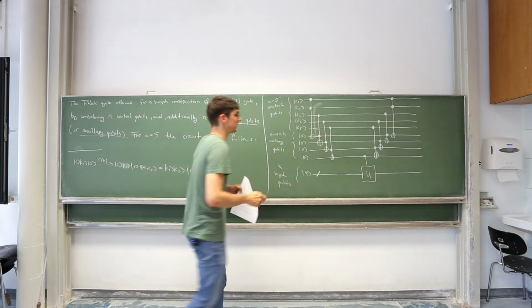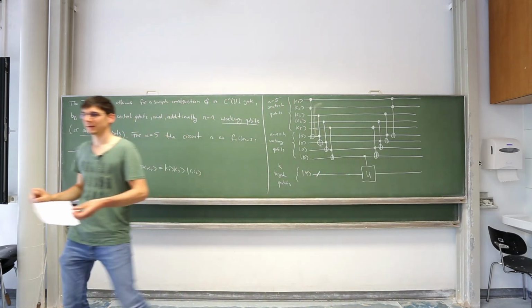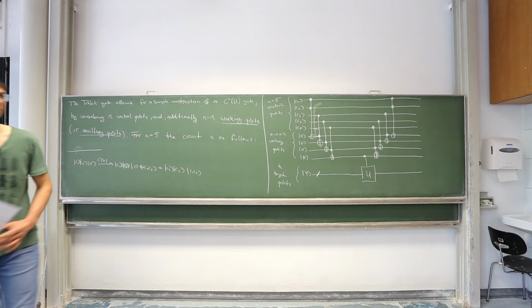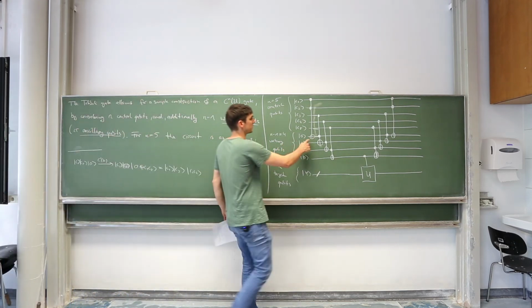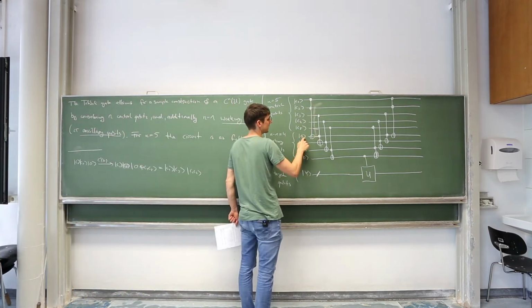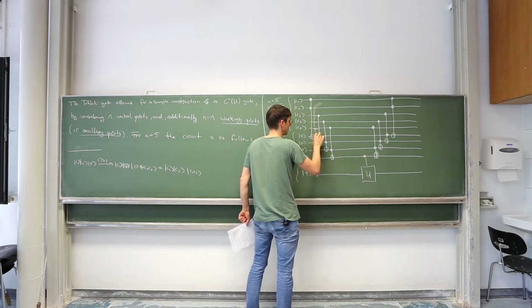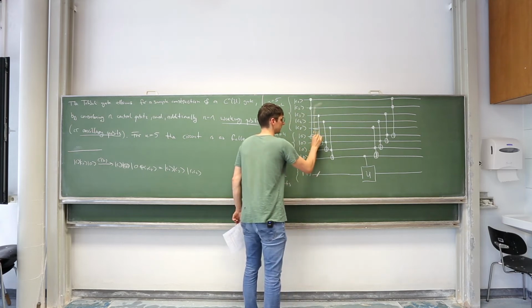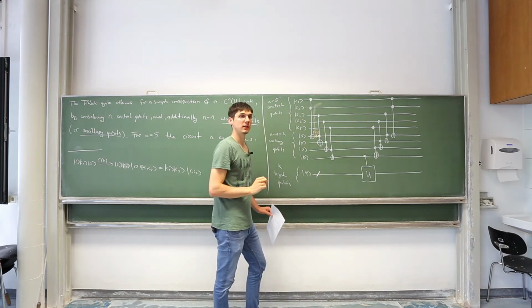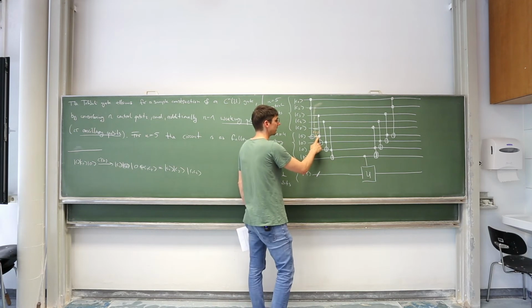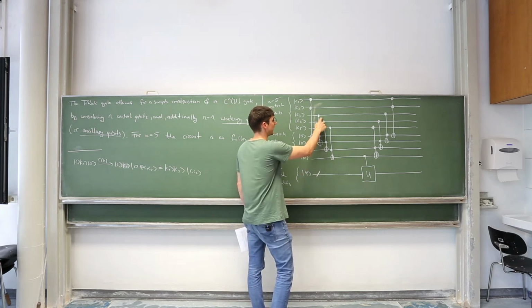Okay, so this is how it looks now. Let me explain how it works. The first Toffoli gate sets the state 0 to the state C1, C2. So here we have C1, C2. Now the second Toffoli gate is controlled by C1, C2 and by C3.